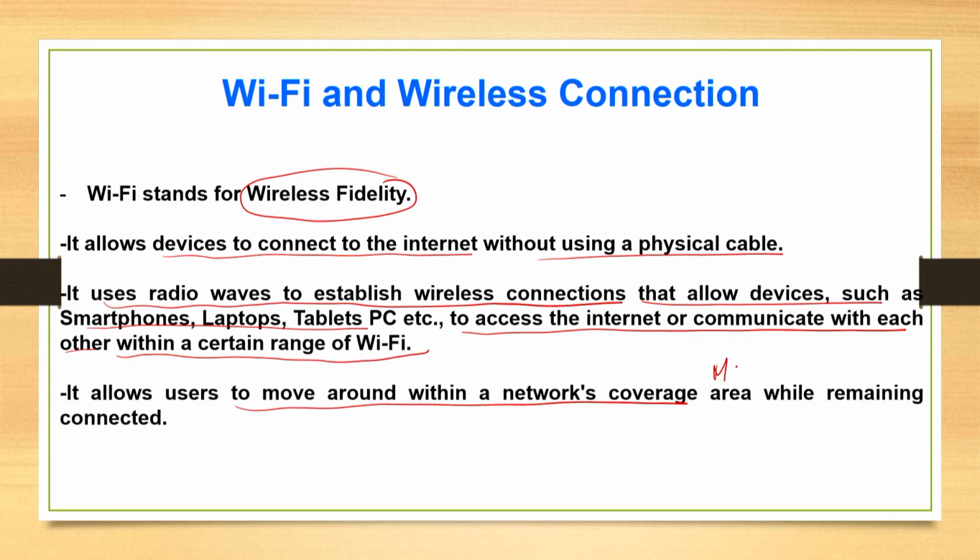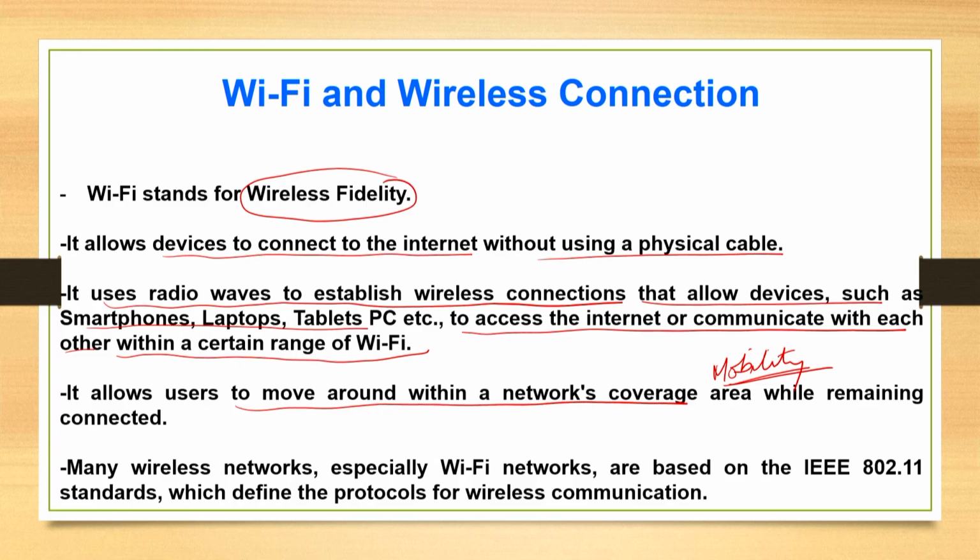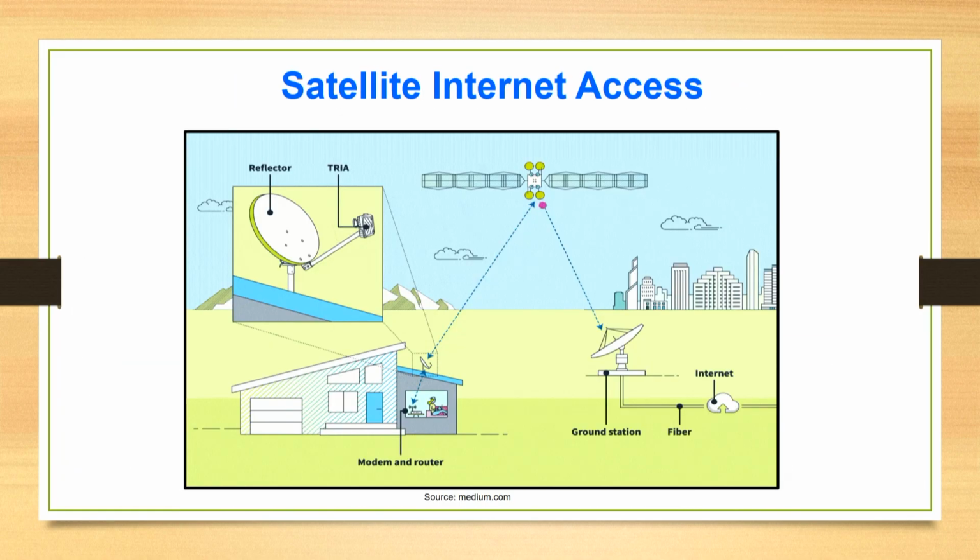It provides mobility, which is not there with a connection that uses physical cables. Many wireless networks, especially Wi-Fi networks, are based on IEEE 802.11 standards, which they have to follow. And these are nothing but the protocols, that is, a set of rules for wireless communication. After wireless communication, I'll discuss satellite internet access.